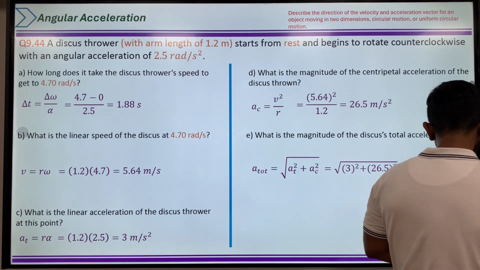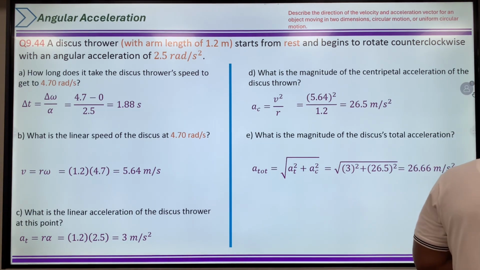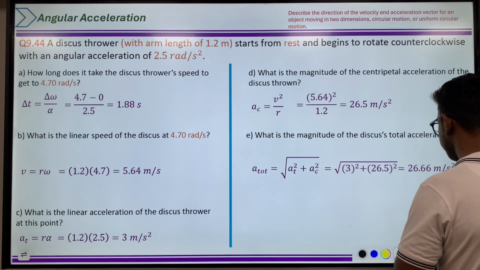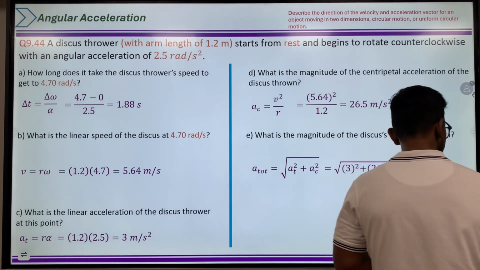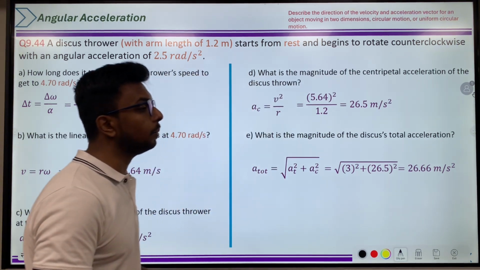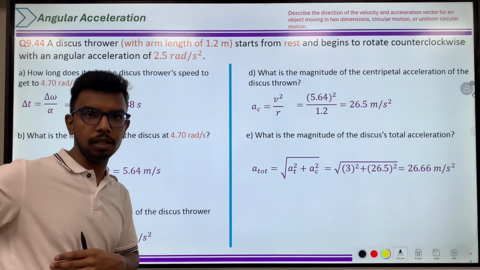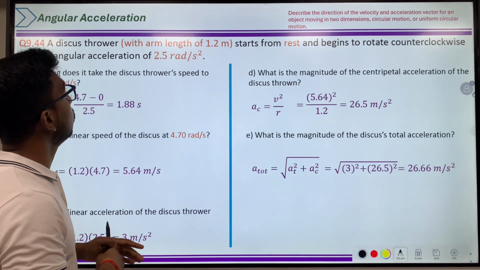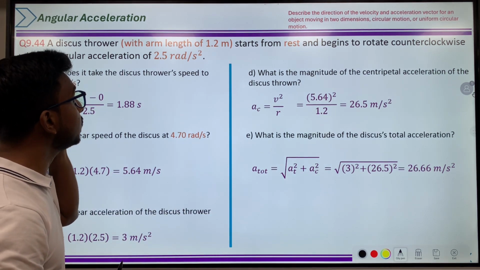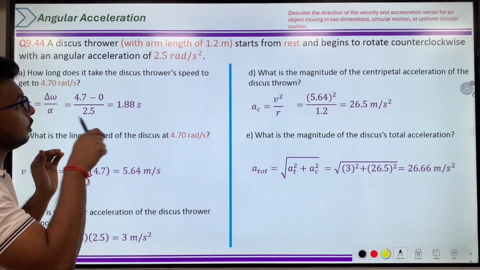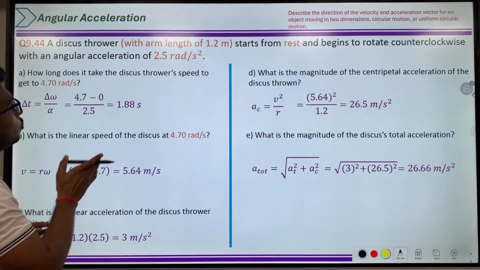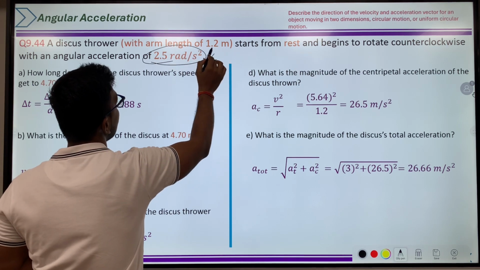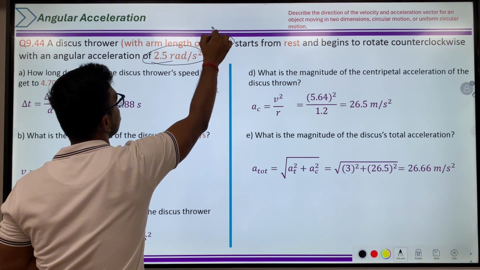A discus thrower with an arm length of 1.2 meter. A discus thrower is basically who goes like this. So here is the arm length of 1.2 meter, starts from rest and begins to rotate counterclockwise, anti-clockwise, with an angular acceleration of 2.5 radian per second square. So I have the angular acceleration alpha, and I have the radius, you can say that 1.2 meter.